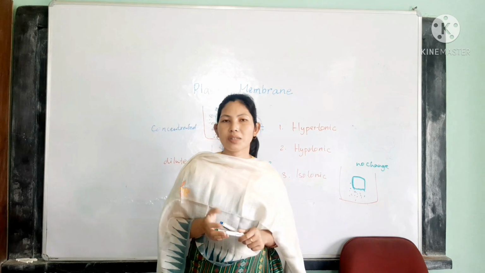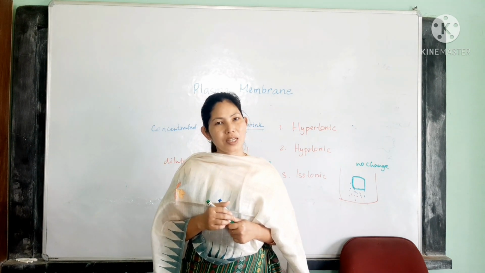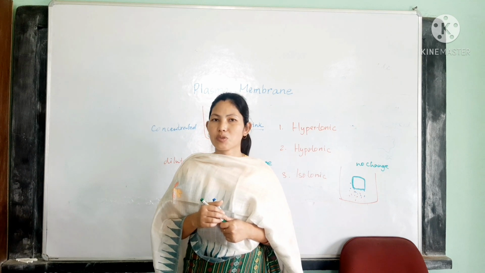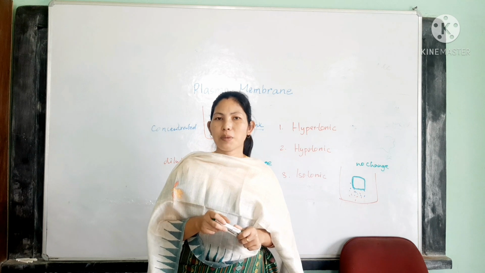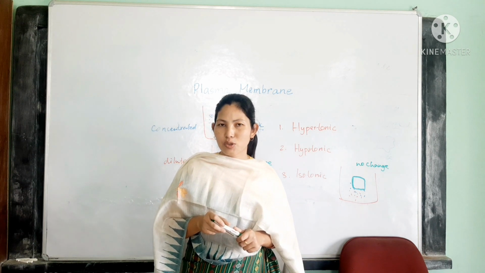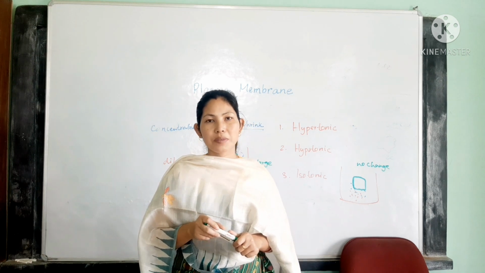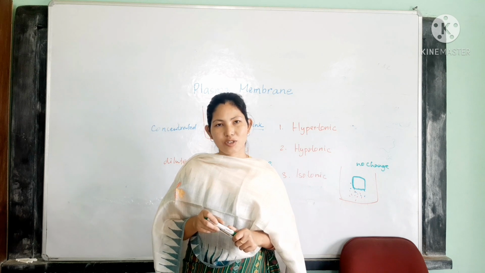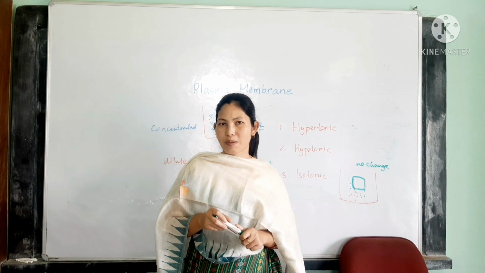After the end of the lesson, here are my questions. Question number 1: What is the plasma membrane? What is its role? And why is it considered a selectively permeable membrane? Question number 2: What happens to the cell when it is kept in a hypertonic solution? Give your answer with an example.